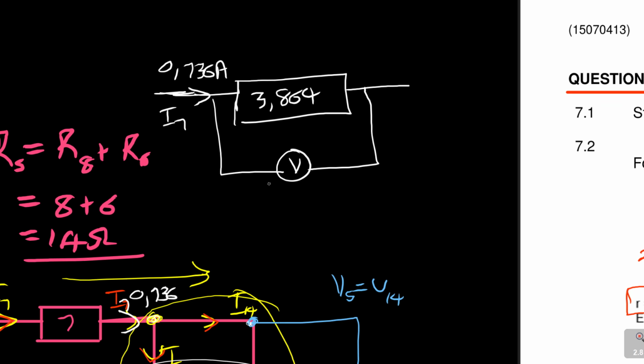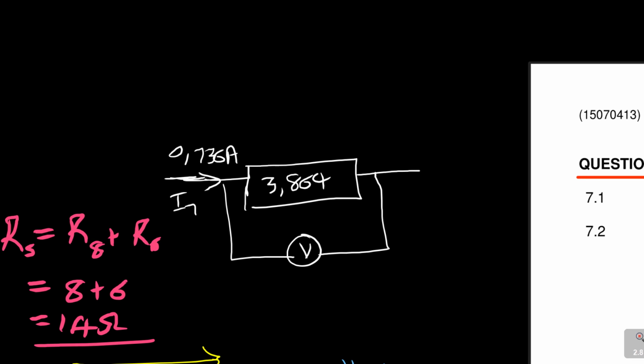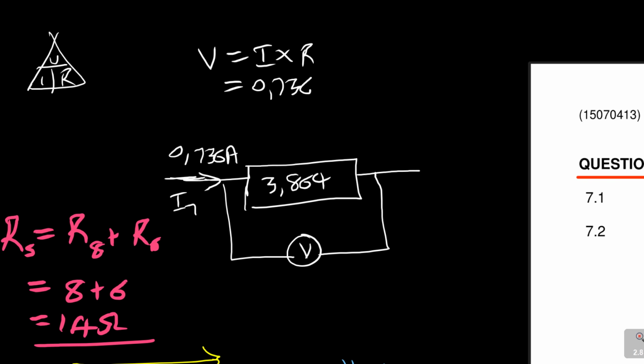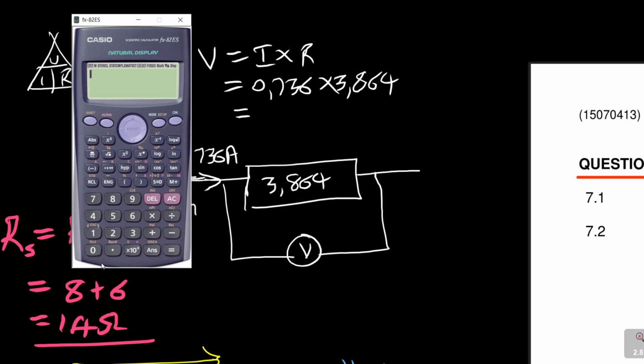When you calculate that voltage, what will it be? You use that triangle. Remember, the triangle is VIR. So V is equal to I times R. Now what is the current? 0.736 times the resistance, which is 3.864. Then when you do that, it is going to be 0.736 times 3.864 equal to, there it is, voltage.